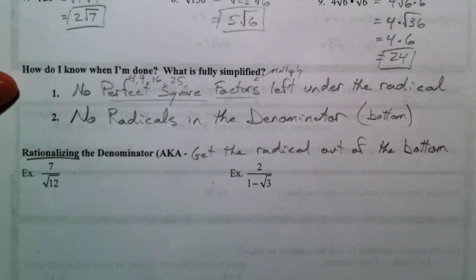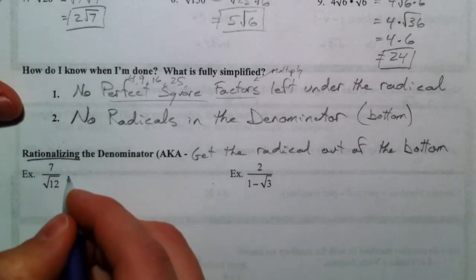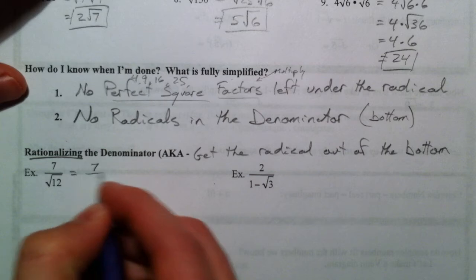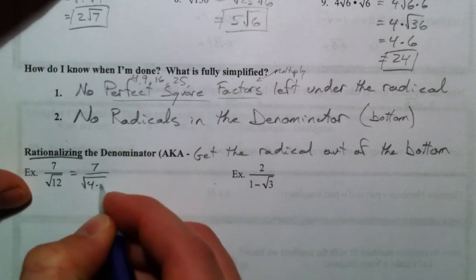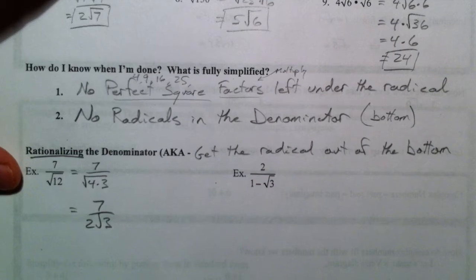So, same reason that I explained before. It's a lot easier to take the square root first and then divide. So before we rationalize, actually, let's reduce this a little bit. 7 times, and then this is 4 times 3. So I'm going to change this to 2 root 3.